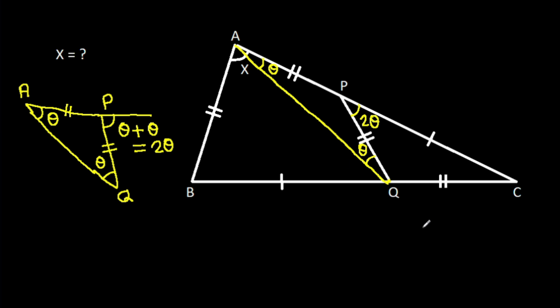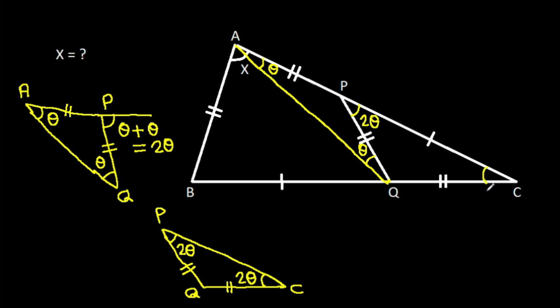And now in triangle CPQ, it is C, P, Q. We have CQ is equal to PQ. That means these two angles will be equal. And this angle is 2 theta. So this angle will also be 2 theta. This angle will be 2 theta.